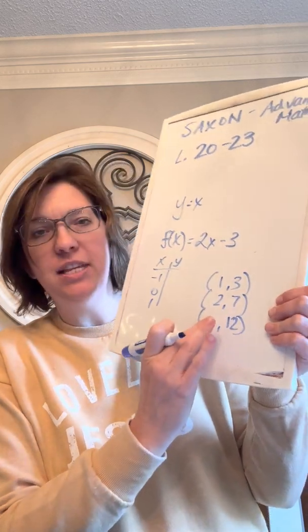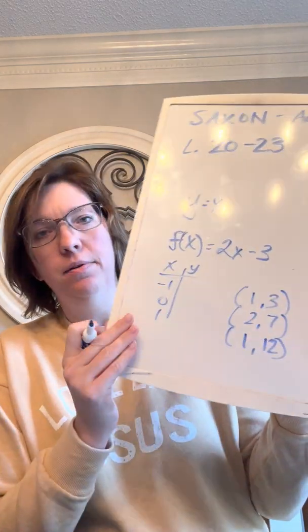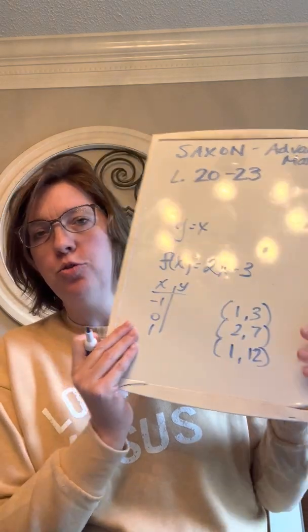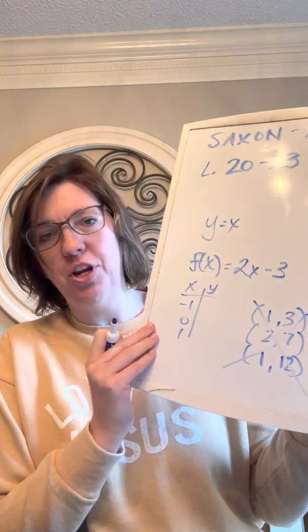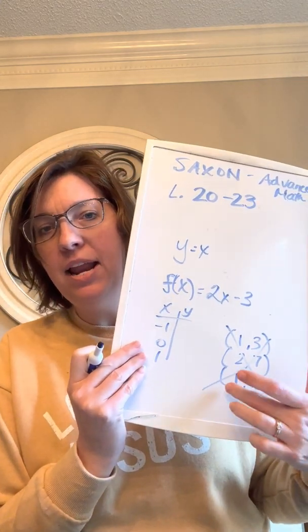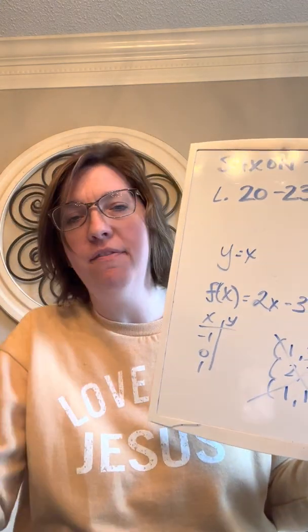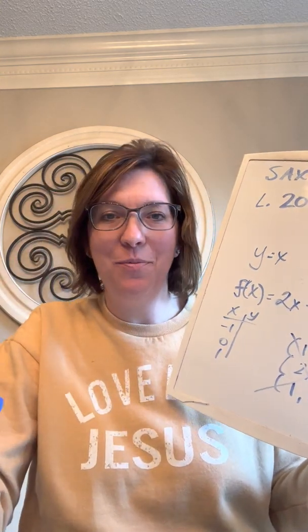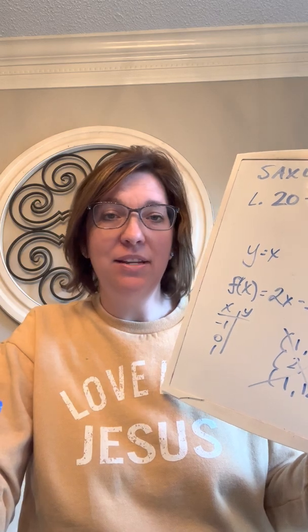What if I changed this 8 and I made it 1? So 1 up here was 3, but then down here 1 was also 12. Friends, that is not a function. It cannot be, because I can't plug in 1 one time and get 3, and another time 1 is 12. That's not a valid function, right? Because every input didn't have exactly one output. So we would say that is not a function.